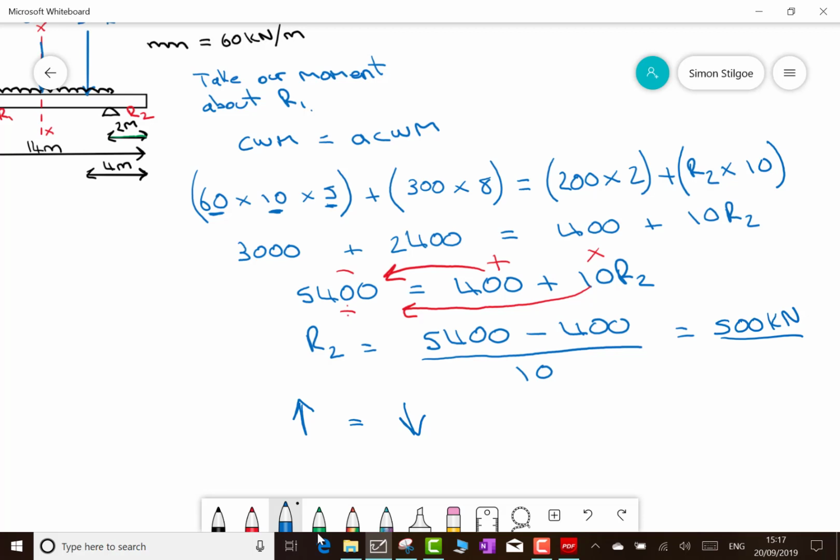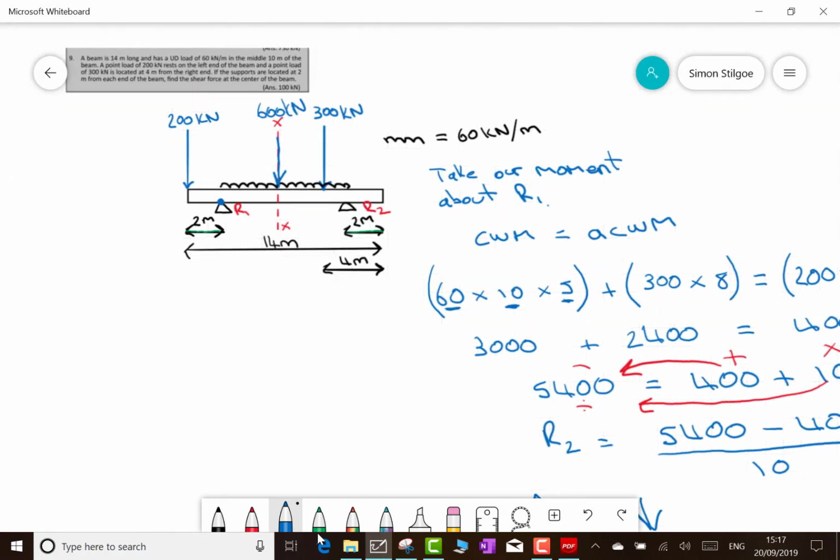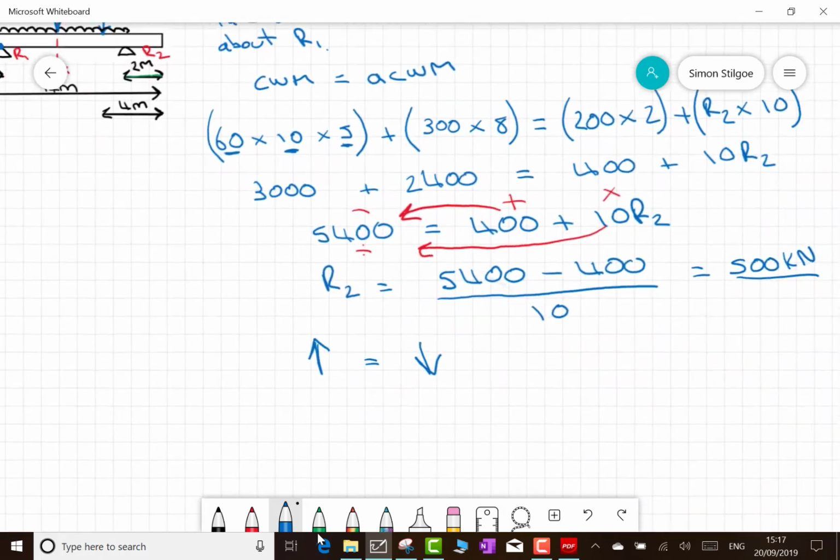Remembering that our laws of equilibrium are clockwise moments equal anti-clockwise moments, upwards forces equal downwards forces, and leftwards forces equal rightwards forces. Well, to get my upwards forces, I just have to look back up at my diagram, which hopefully you've drawn out by now, and work out which ones are the upward forces. Well, the upward forces are R1 and R2. So let's put them in.